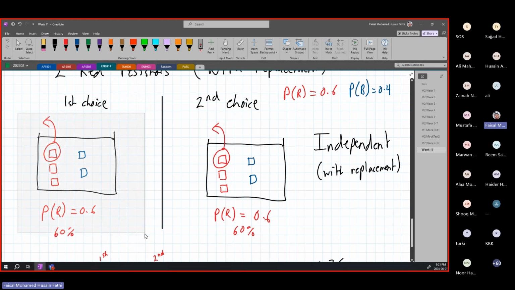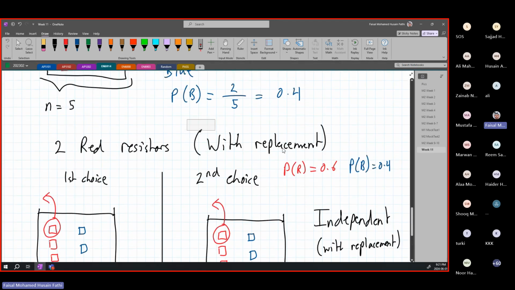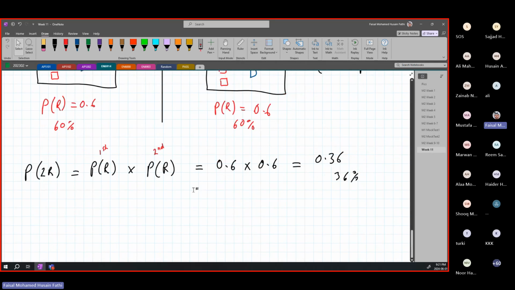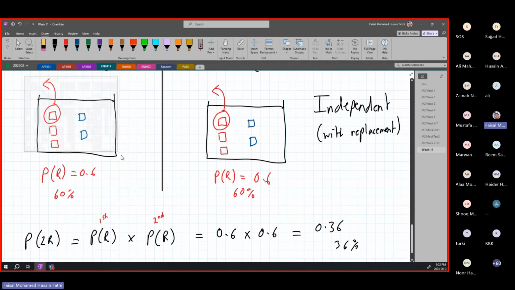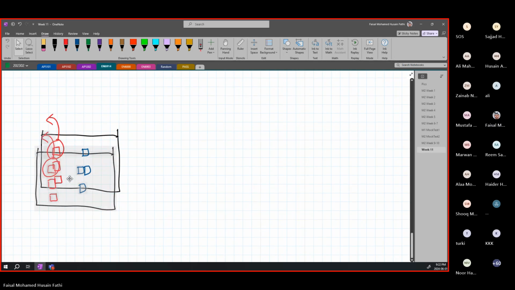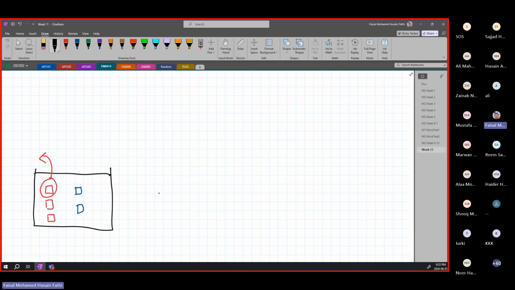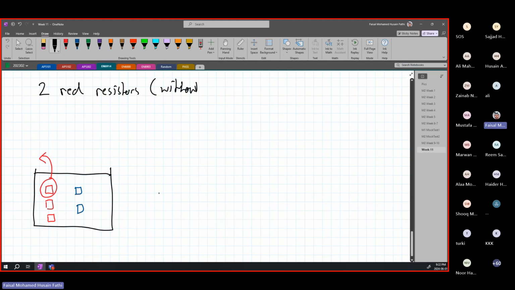The first choice that you are making does not have any effect on the second choice that you will make. The probabilities will remain the same no matter what because they are independent of each other. Okay? So this is the first case with replacement. What if I ask the same exact question? Right, so let me copy paste this down here. What if I say without 2 red resistors without replacement?